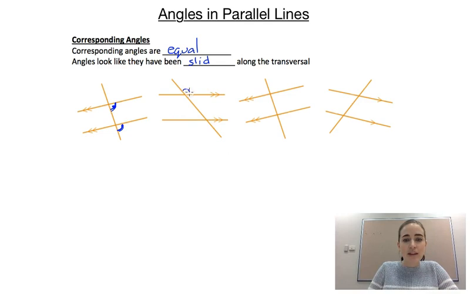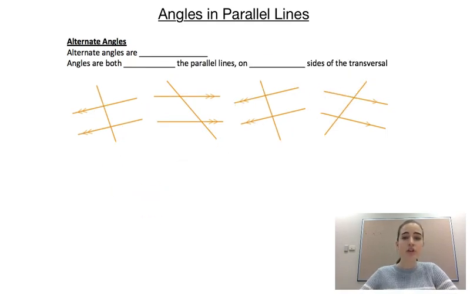If instead we picked this one up here, and slid that down along the transversal, this one here would be its corresponding angle. If we picked this angle here, we could slide that up and we'd have this angle here, which would be exactly the same size because it's corresponding. And the last one, we could do this one here and slide it this direction to get this angle here. So they're all examples of corresponding angles, and the angles in each pair would be exactly equal in size.